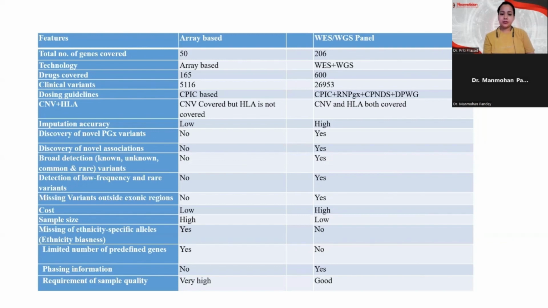So we have the array based method or the WES or WGS based method. When we want to cover a very large portion of pharmacogenomics variants, we can use either of these methods. There are some advantages and pros and cons of these methods.